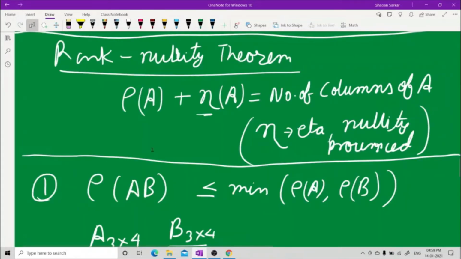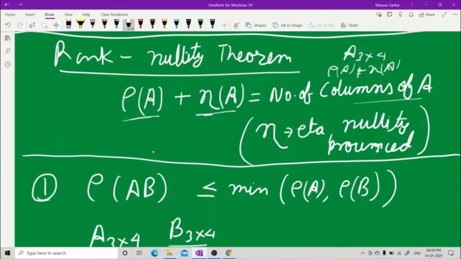So just for the sake of completeness, I'm doing this, though this is not in your syllabus of GGSIPU. This is known as the rank nullity theorem, where this is the rank of A, the nullity of A, and this is the number of columns of A. Suppose A is 3 cross 4, then rank of A plus nullity of A would be equal to 4.